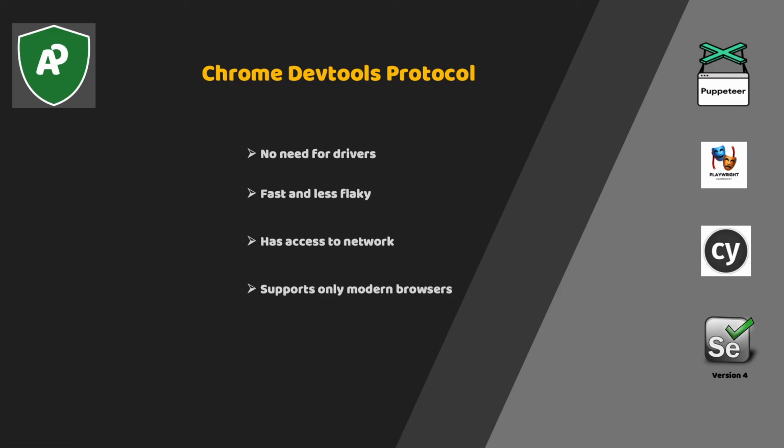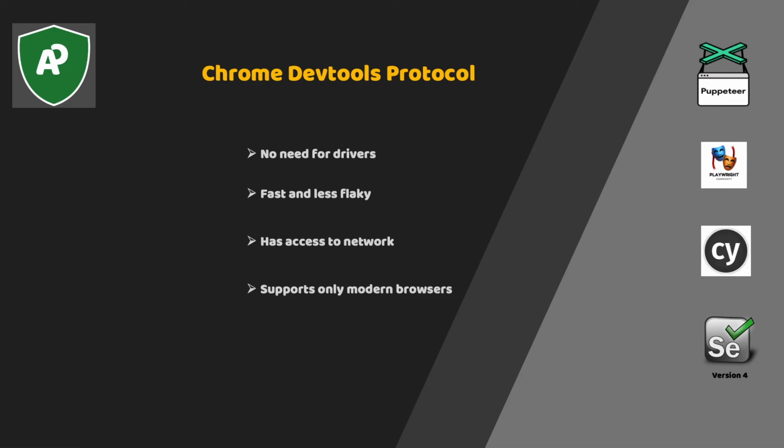The next main advantage is that it has access to the network logs. Once you have access to the network log, you can block an API or do anything that you want. You can also intercept that particular API and respond with a different one, and see how the UI is behaving in that particular scenario.